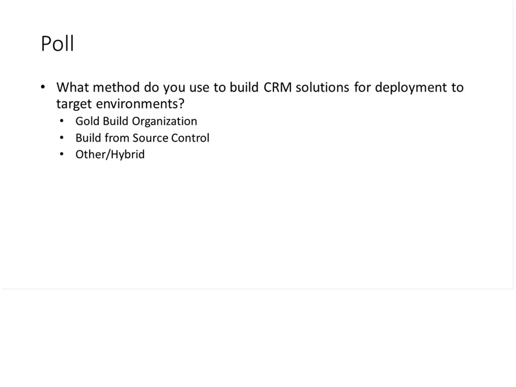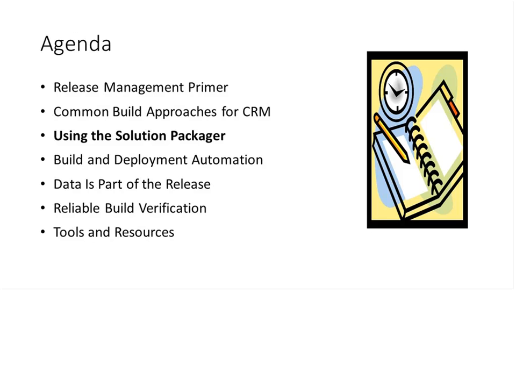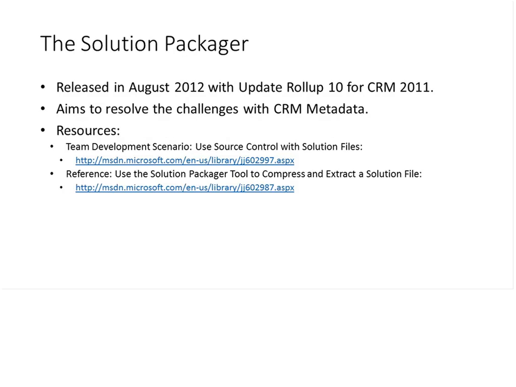Okay. All right. So 29% for gold build organization, 29% for build from source control, and 24% for other or hybrid. Okay, that's certainly very interesting. So I'm glad I did cover the gold build organization approach this time. That's great. Okay, let's now move on to the next topic on our agenda, and this is on how we can use the solution packager in a typical build scenario.